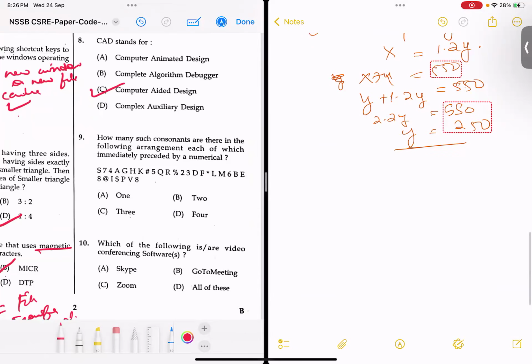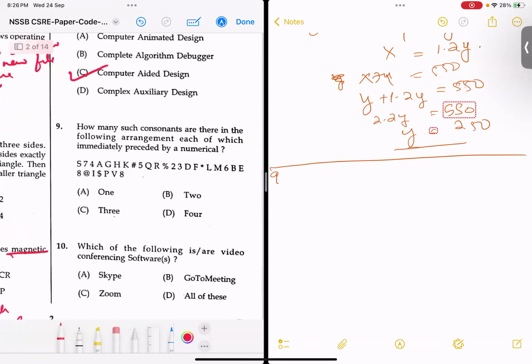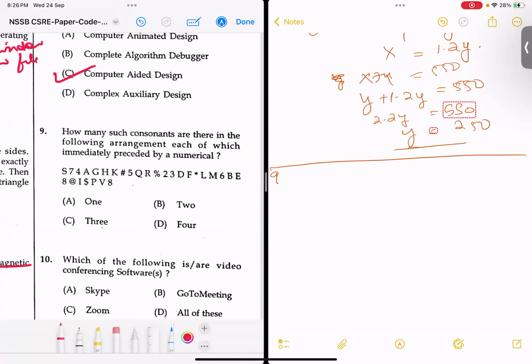Now let's come to question number 9. How many such consonants are there in the following arrangement, each of which is immediately preceded by a numerical? Here we have been given a certain arrangement of alphabets, numbers, and different types of special characters, and we have to search how many consonants there are. A, E, I, O, U are the vowels, and all other alphabets are consonants.